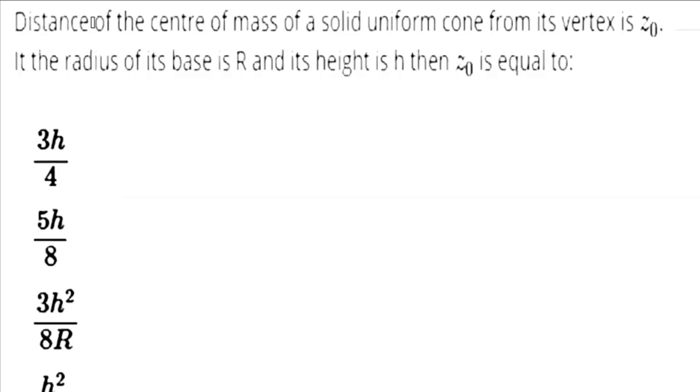Hello everyone. Distance of center of mass of a solid uniform cone from its vertex is Z0. If the radius of its base is capital R and its height is h, then Z0 is equal to?